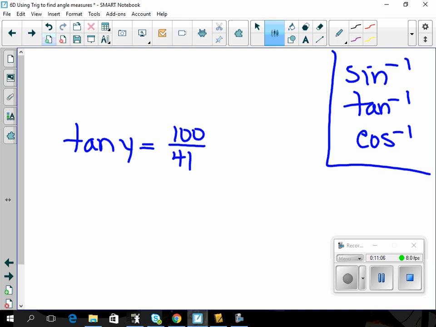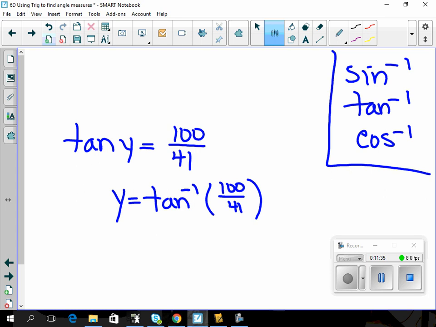Okay? And what we're going to do here is if we're solving for the angle measure, that's what we need to use. So y, the angle y, is simply just the inverse tangent of 100 over 41. So you're going to use these inverse functions when you're finding angle measures. If you're finding side measures, you're just going to use the regular trig function, okay?